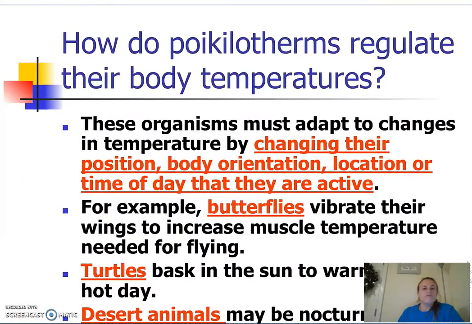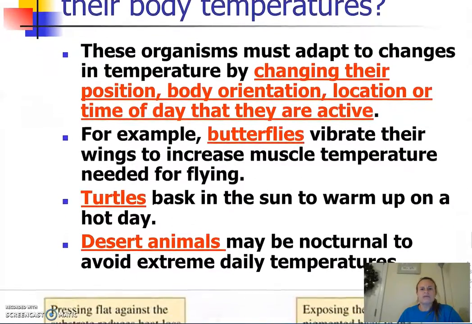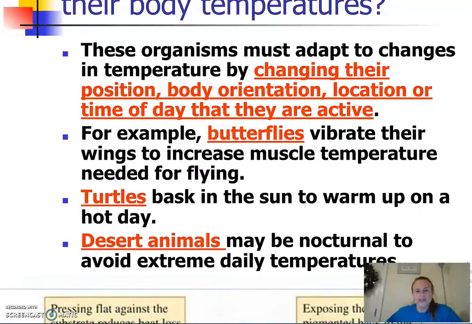So how do poikilotherms regulate their body temperatures, right? Because they can't retain heat. What they actually do is they change their position, or they change their body orientation, they change their location, or they change the time of day that they are active.